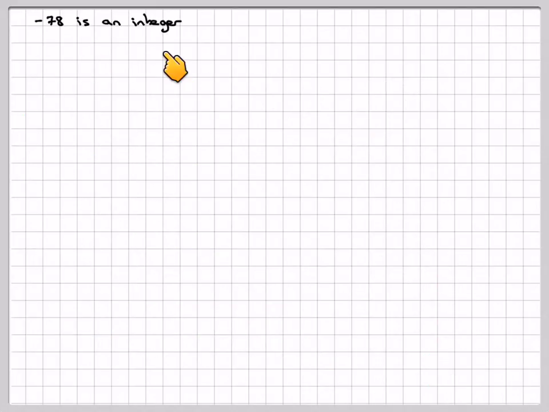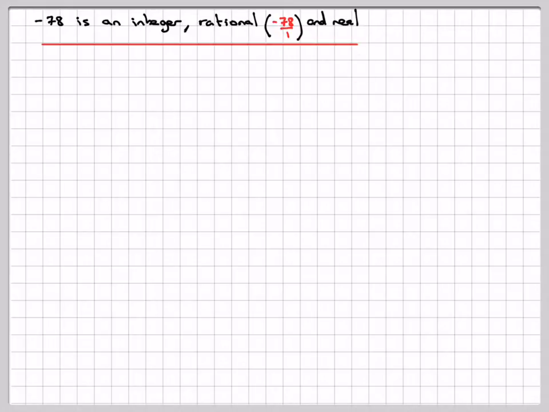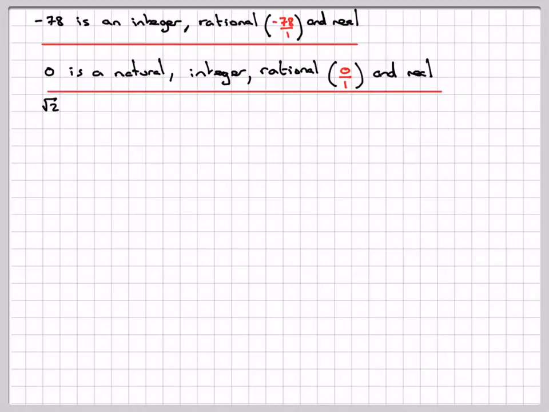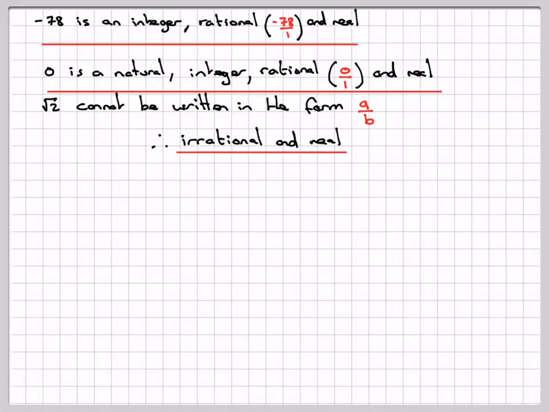Minus 78 is an integer. Therefore, if it's an integer, it's also a rational number because it can be written as minus 78 over 1, which is the form a over b, and real. 0 is a natural number, and if it's natural, then it's also an integer, and it's also a rational number, written 0 over 1, and real. Root 2 cannot be written in the form a over b, and therefore that is said to be irrational and real.